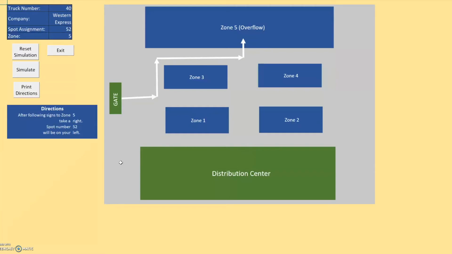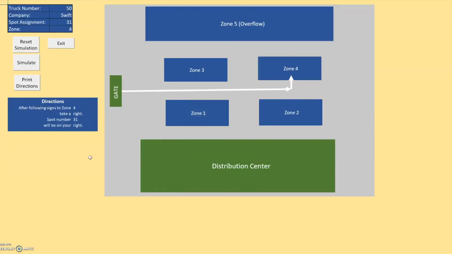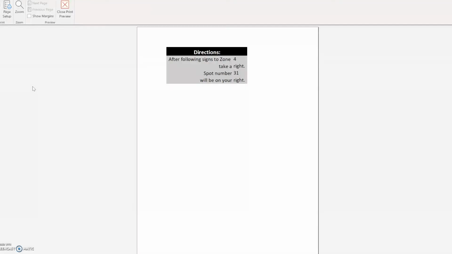In this case, the most optimal spot was spot number 52 in Zone 5. The trailer was assigned a spot in Zone 5 due to a poor overall efficiency in comparison to the other companies. This will be discussed further later in the video. Every time that a new spot has been assigned, the directions are shown in the bottom left corner of the interface. If the gate attendant would like to print out directions for the driver, they may do so using the Print Directions button on the simulation screen.